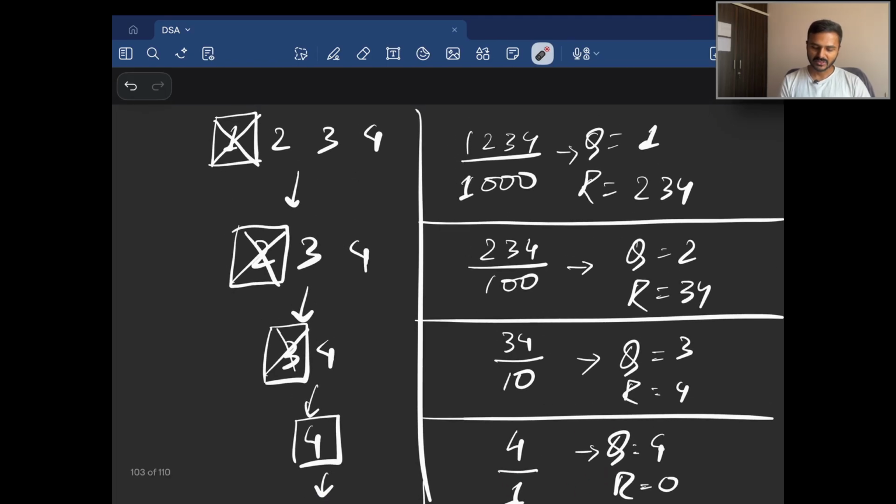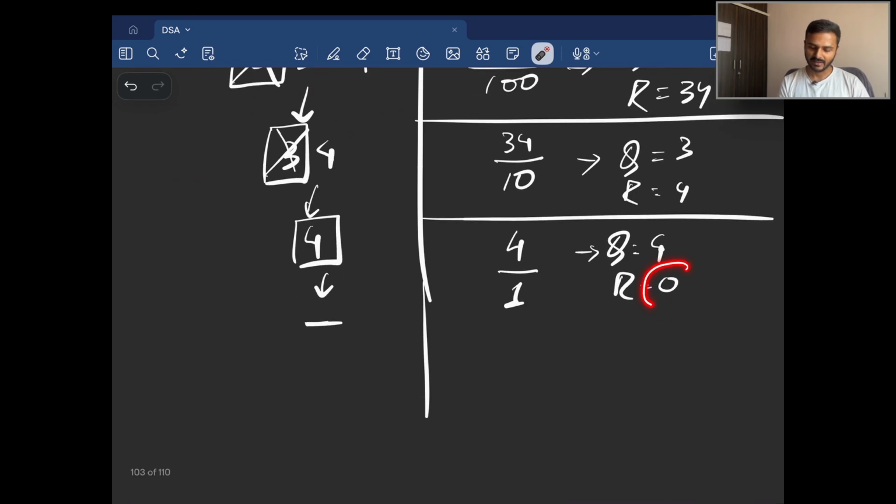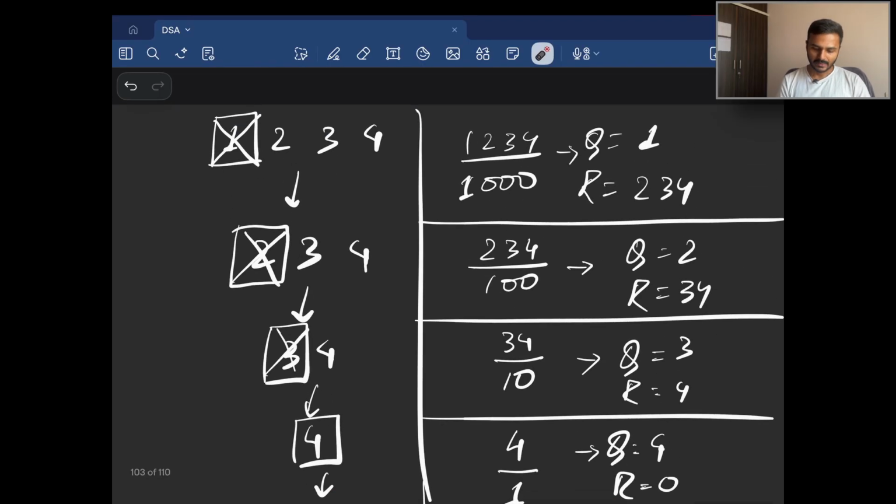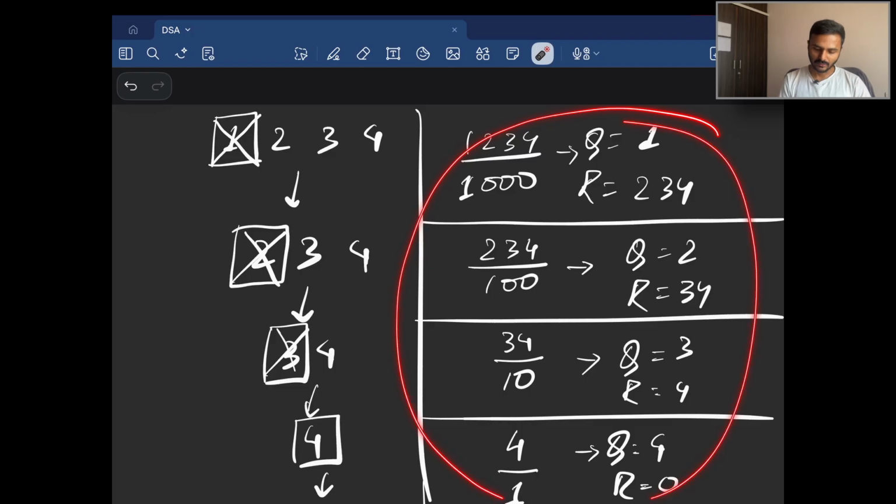Because we have exhausted all the digits that were there in the original number. And that is why when we reach a point where remainder is 0, we will stop. So take a look at this and tell me if this will help in solving our problem or not. It will, right? We're able to get each digit of the original number one by one, starting from the first to the last. So this is the solution to our problem.